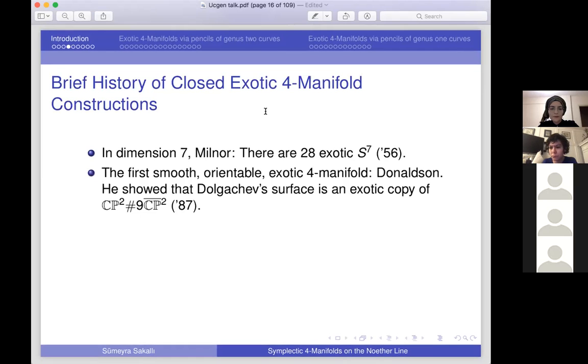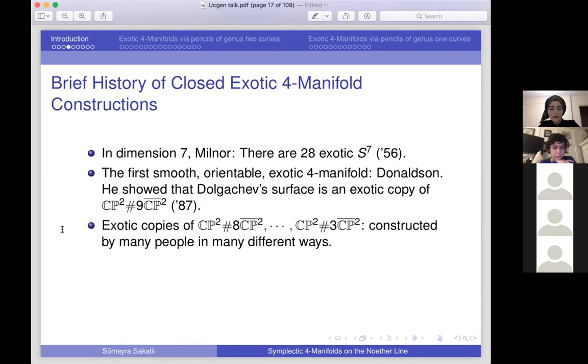And then in dimension 4, the first smooth, orientable, exotic 4-manifold is due to Donaldson. He showed that a special complex surface, these are called Dolgachev surfaces, is an exotic copy of a complex projective plane blown up at 9 points. And it was in 1987.